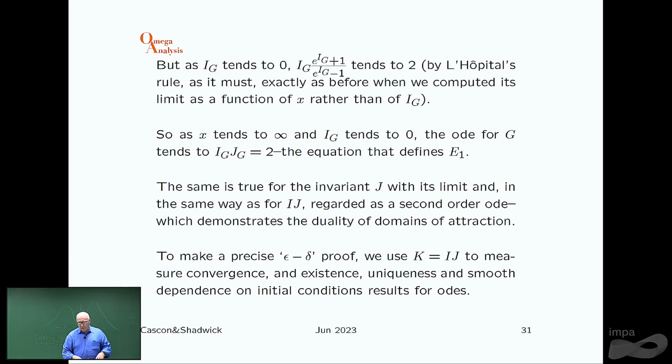Now, we can make this more precise, adding epsilons and deltas. But really, this is the essence of the proof. We're going to appeal ultimately to two things. One is the existence theory for ODEs, where we have very strong results of existence, uniqueness and smooth dependence on initial conditions for second order equations. And the other is the fact that this invariant I times J can be used to measure convergence.